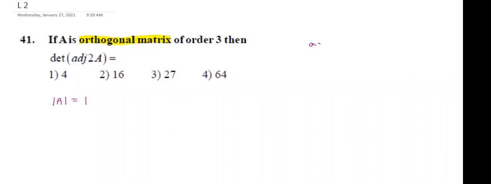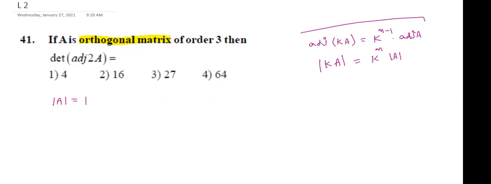Adjoint of kA, what is the formula? Tell me. Adjoint of kA is equal to k power n minus 1 into adjoint A. This is one formula. Next, det of kA, what is the formula? k power n into det A, where n is the order of the matrix. These formulas you already know very well.